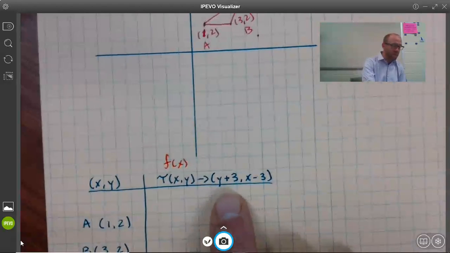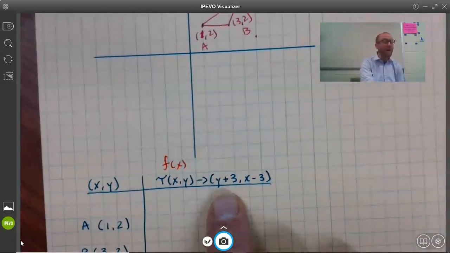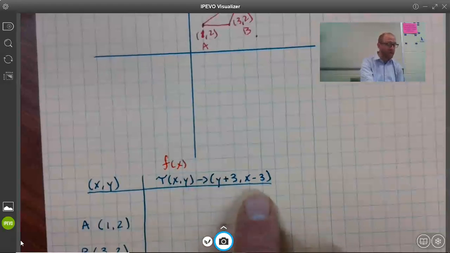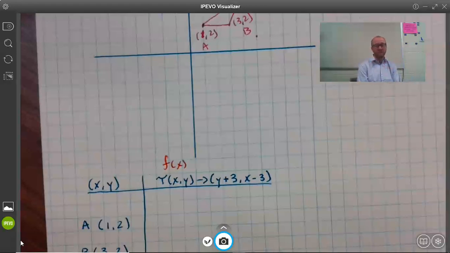And what it says to do is, I take my original y coordinate, I add 3, and that's my new x coordinate. And I take my original x coordinate, I subtract 3, and that's my new y coordinate. So I'm taking the coordinates and doing a little adding and subtracting, and then I'm flipping the positions. Okay. So let's see what happens.